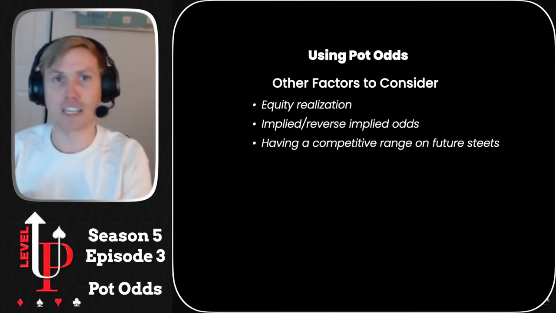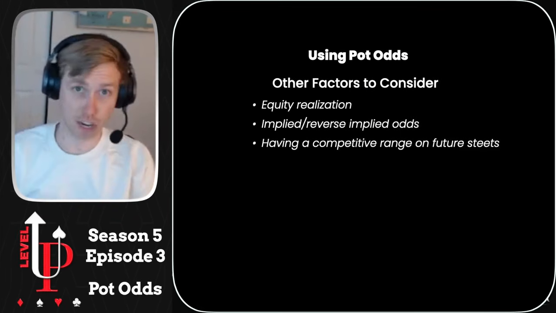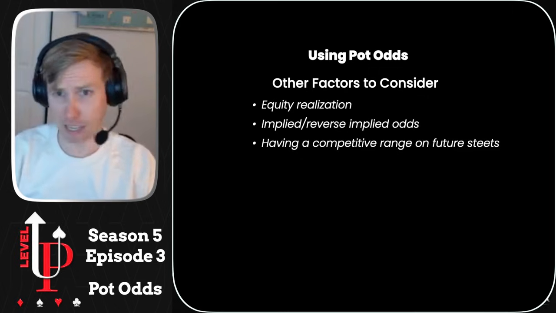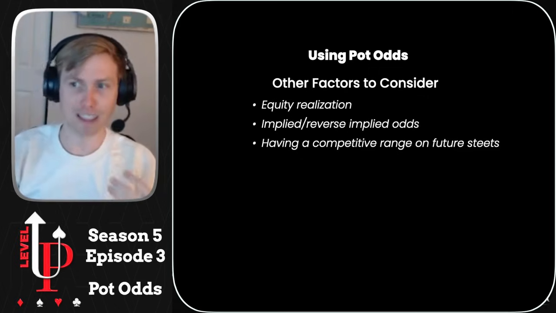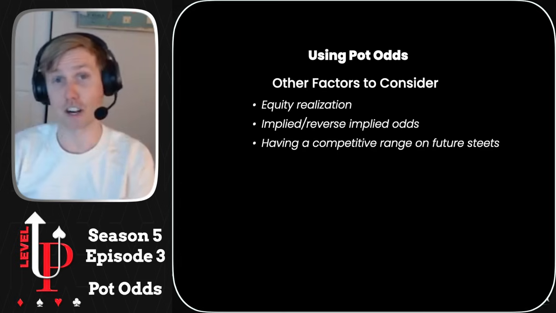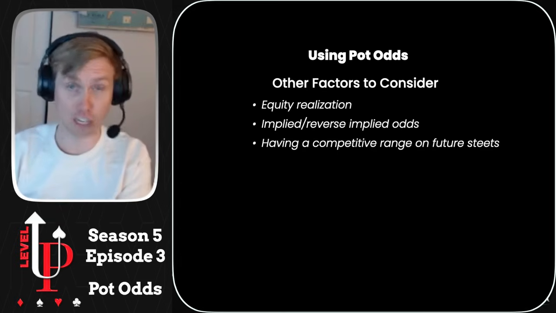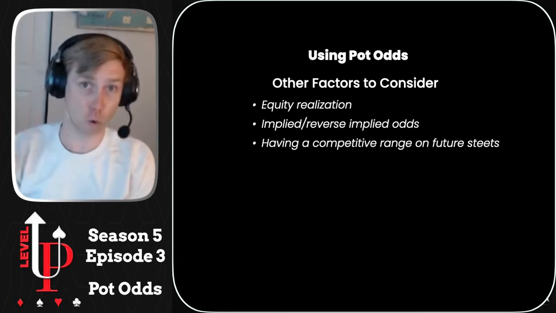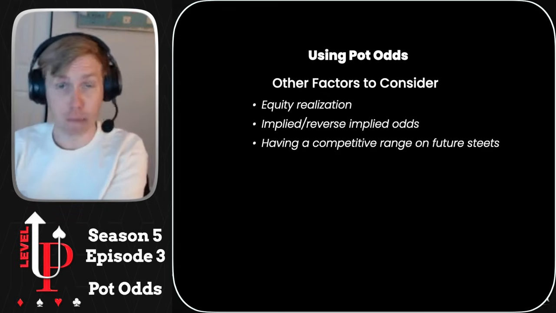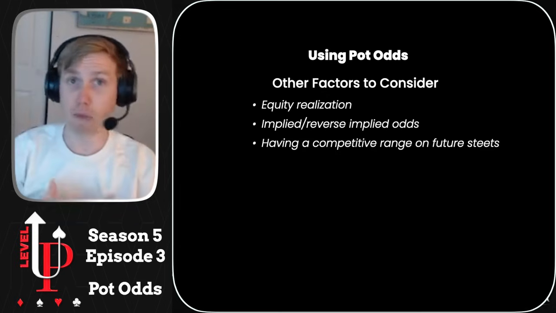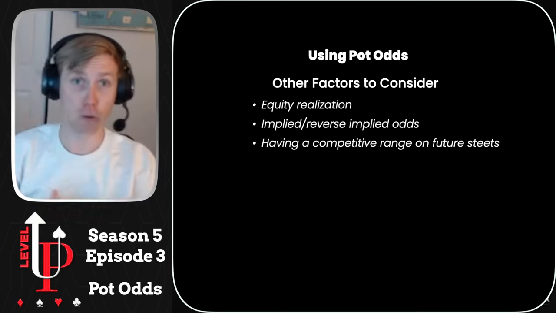So anyway, here's a list of the other important factors to consider with pot odds. And if I'm missing any, please leave a comment and let me know. But these are really going to be the key ones. You need to consider your equity realization. I've already talked about that at length. You need to consider your implied odds or your reverse implied odds. And you also need to keep your range competitive for future streets.